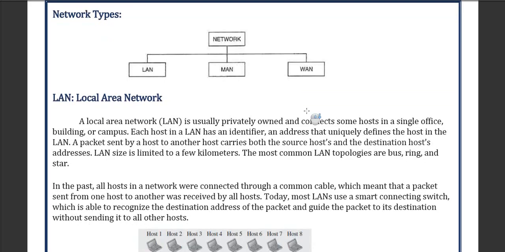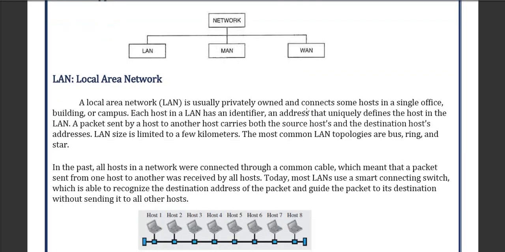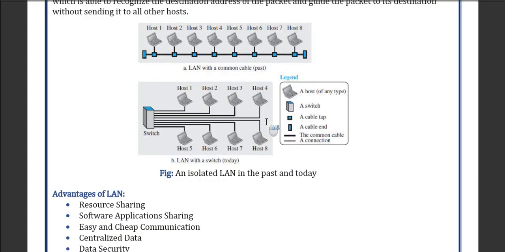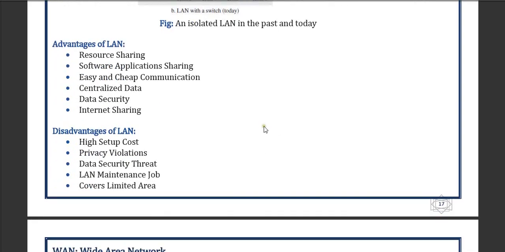Local area network, or LAN, is built for a single flat or office, which is under 1 kilometer. And then the metropolitan area network is designed for a metropolitan area like a city, which is under 100 km, and is known as a metropolitan area network. The advantages and disadvantages of LAN are given below.